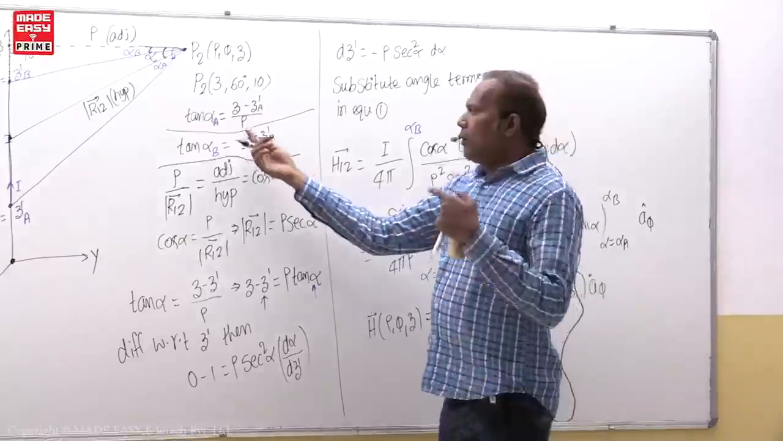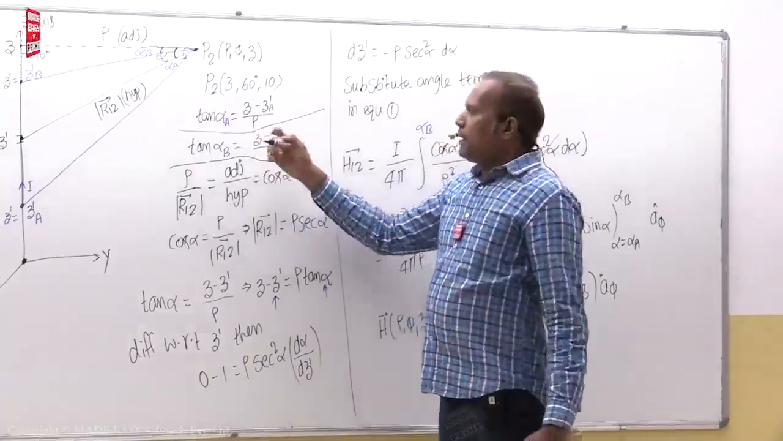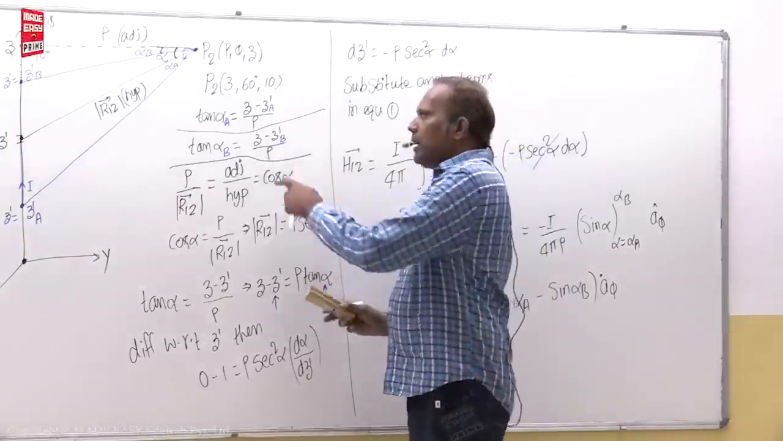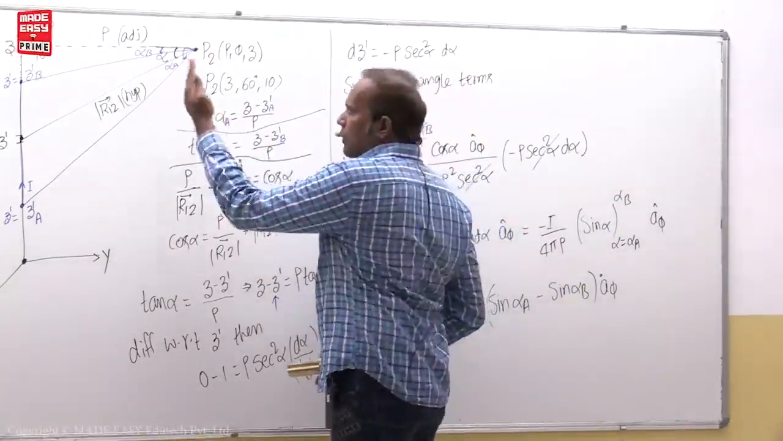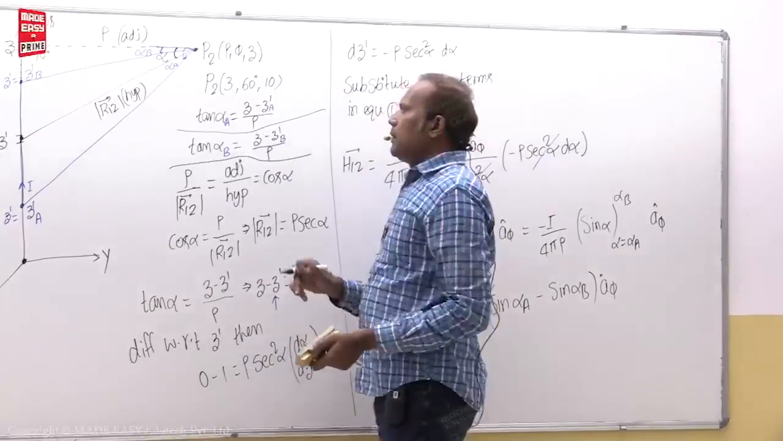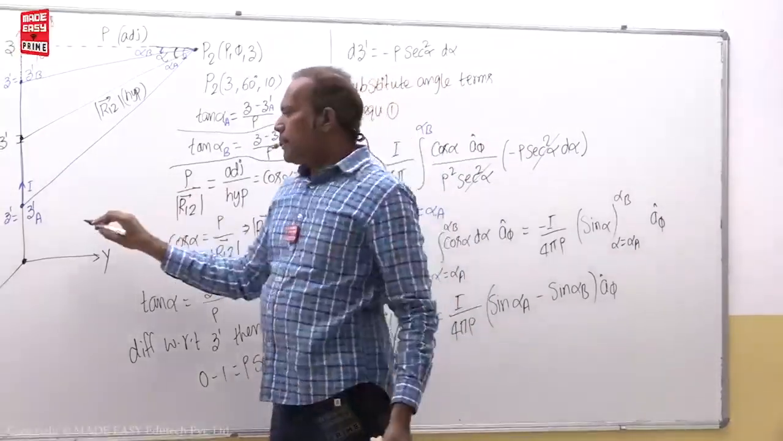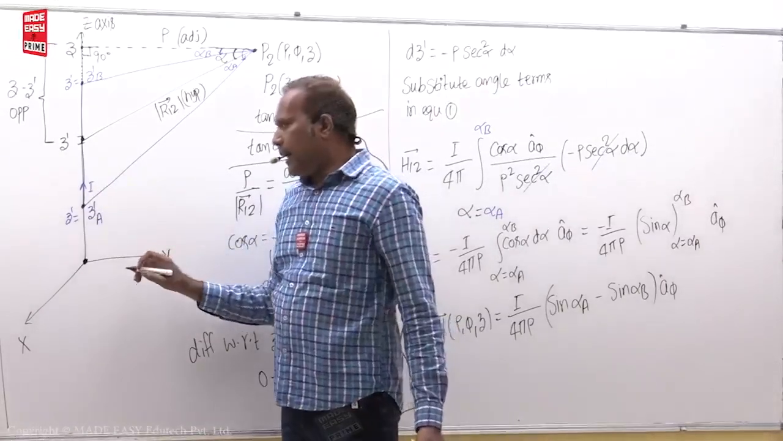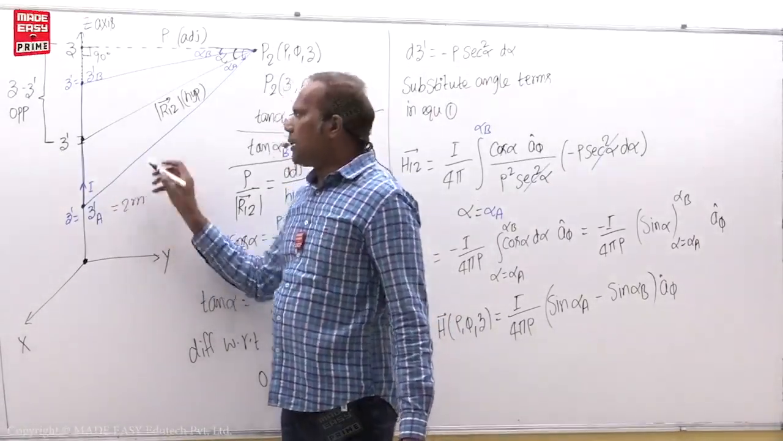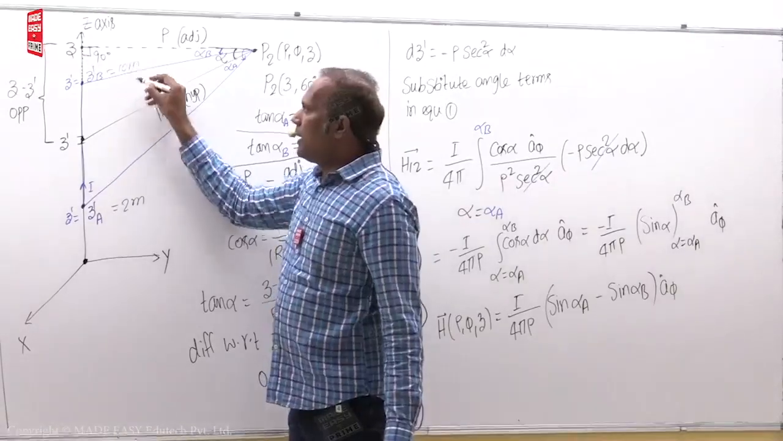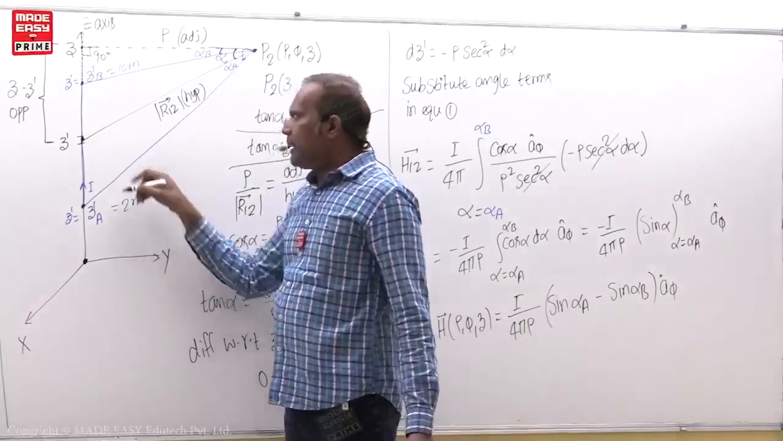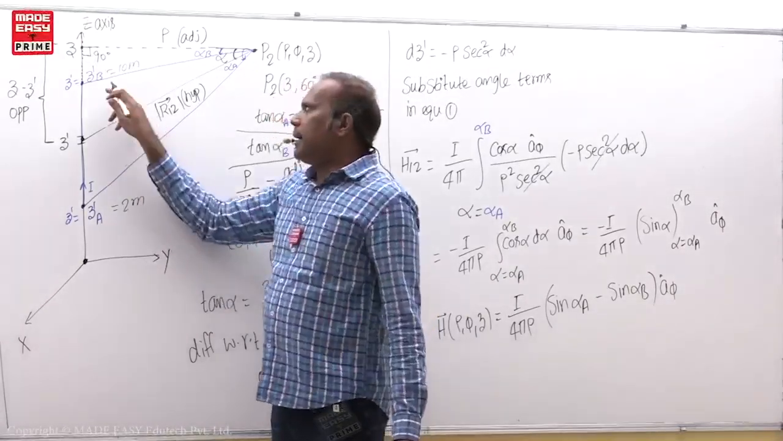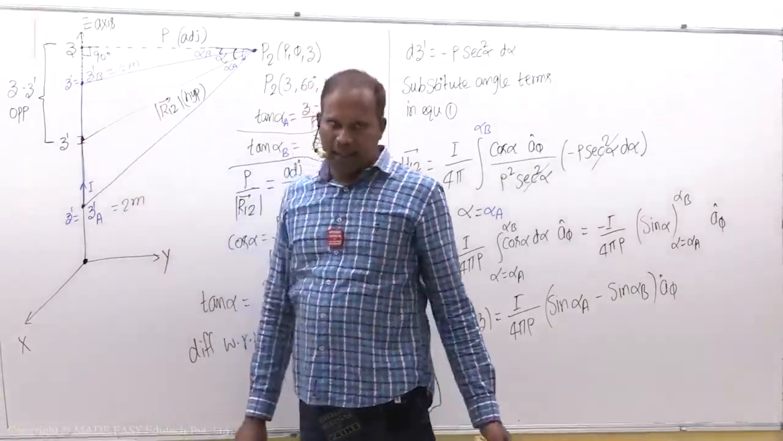Then tan alpha a, how to find alpha a? This is z minus z dash a divided by rho. Rho is the perpendicular distance from the current line to the field point. Then z dash a is the lower distance of the conductor. For example, let us say current is going from 2 meter to 10 meter. The 2 value is lesser than this 10. So z dash a is the lower distance and z dash b is the higher distance of the conductor.